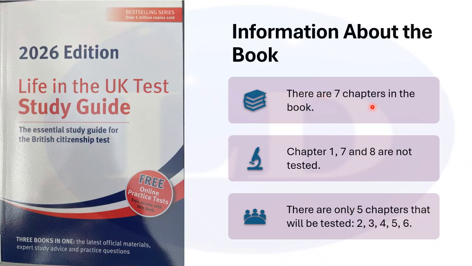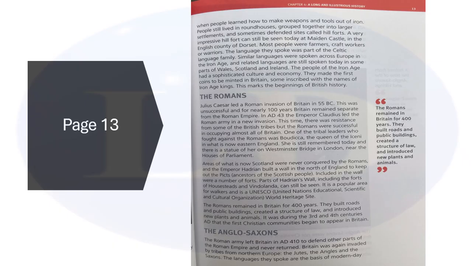There are 7 chapters in the book. Chapters 1, 7 and 8 are not tested, which means you will have no questions in the exam from these chapters. It is chapters 2, 3, 4, 5 and 6 that are tested, and this is what we are focusing on at the moment. As I said, we will start from the Anglo-Saxons. We covered up to this point in our last video, so if you haven't watched it, please go back and watch that first, because we stopped here.